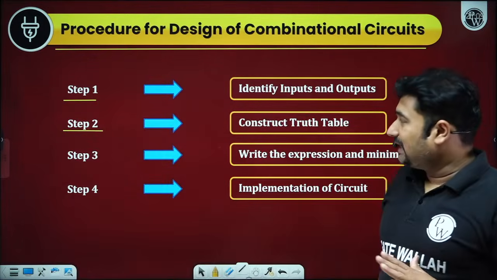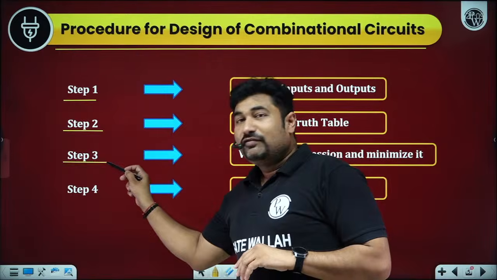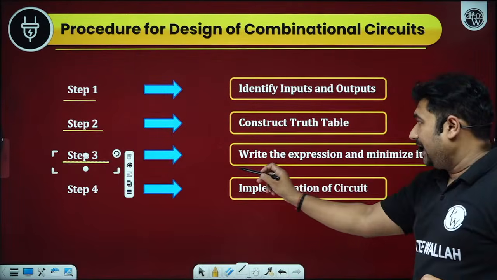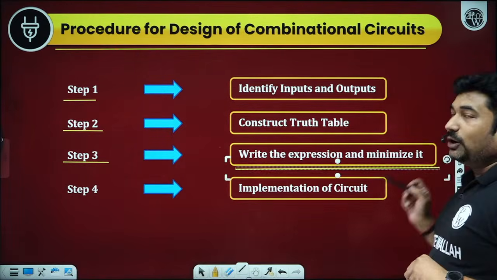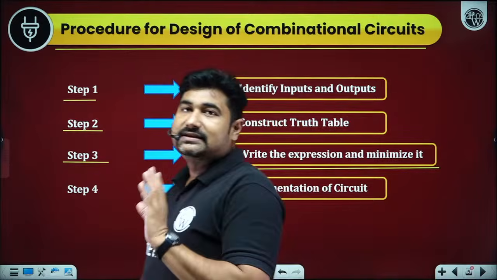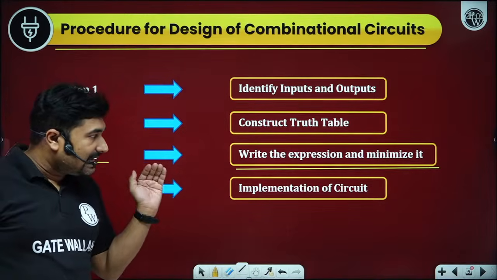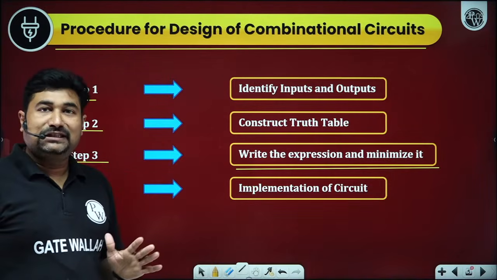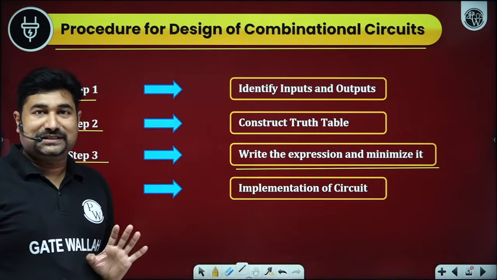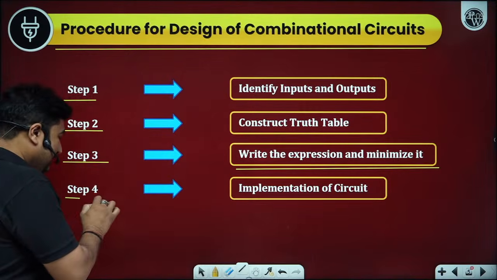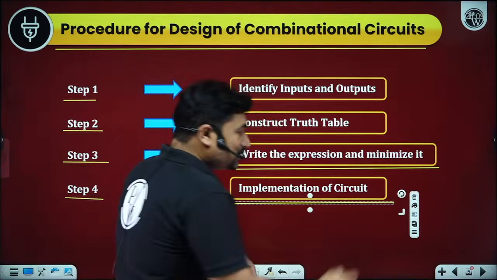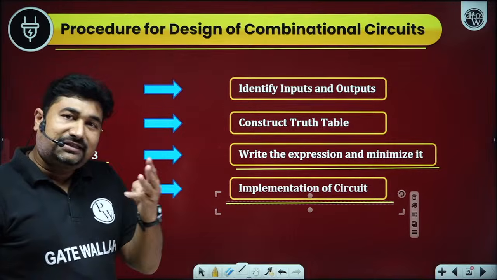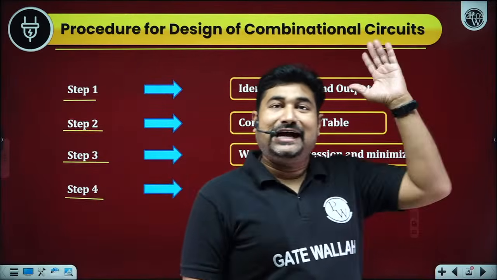And step number 3, from the truth table you need to write the logical expression of the output and minimize it. Step number 4 is to implement the logic circuit. So logically, if you think now, only these steps are required to design any desired combinational circuit.